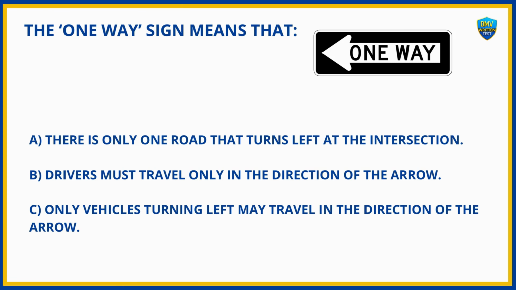The one-way sign means A. That there is only one road that turns left at the intersection. B. Drivers must travel only in the direction of the arrow. C. Only vehicles turning left may travel in the direction of the arrow. And the answer is B. Drivers must travel only in the direction of the arrow.